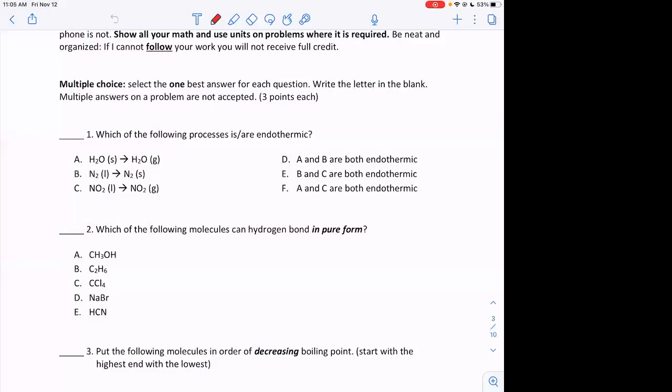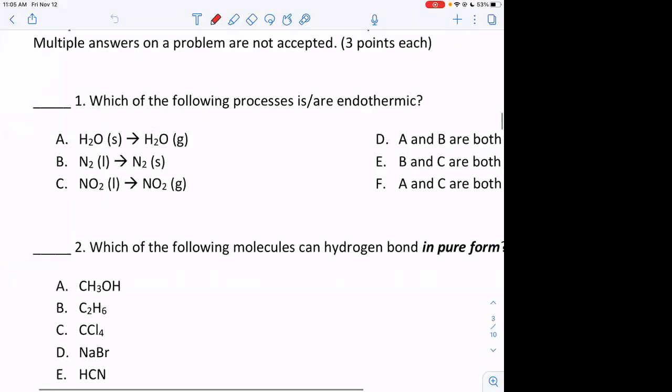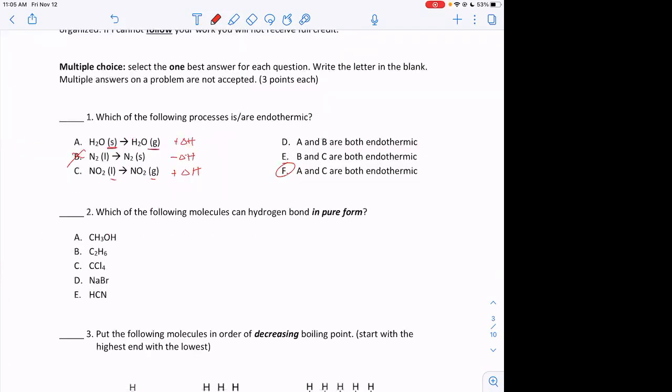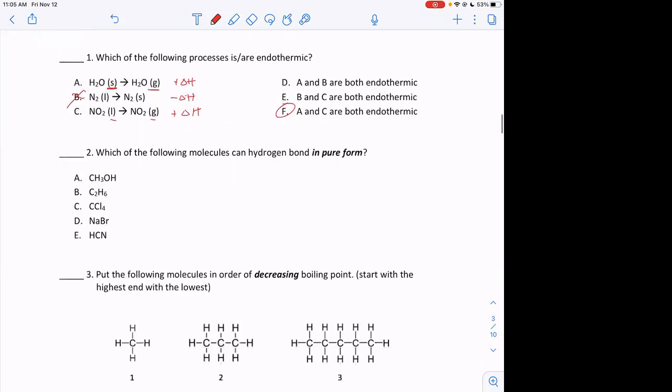And you can see that A is going from a solid to a gas. So that is definitely a positive delta H. B, you're going from a liquid to a solid, so that's like freezing. So that would be releasing heat. So that would be a negative delta H. So that's not what we want, and that's what we're asking for here. C is a liquid to a gas, so that would have to absorb heat as well. So you got 2 here, A and C, which means you needed to select F. That was the first one, was F.